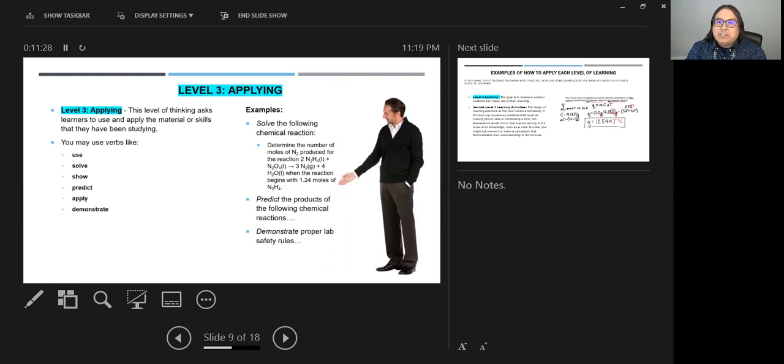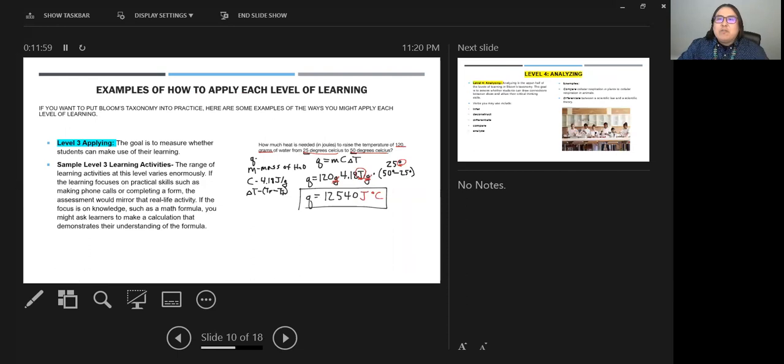What are the implications? So here are some examples. You could do a chemical reaction, or perhaps have students predict the products of chemical reactions, or demonstrate proper lab safety rules. At the beginning of the year, I'll have my students go over lab safety rules, and I'll observe them and evaluate them on their performance, and I'll correct them or have their peers do so. So it's always pretty fun to see it.